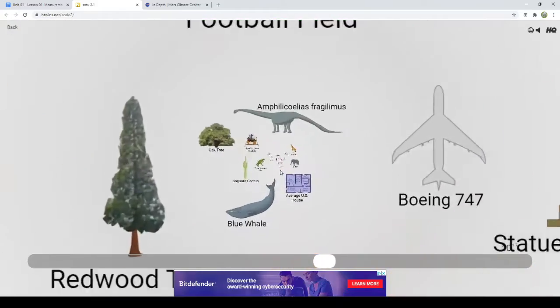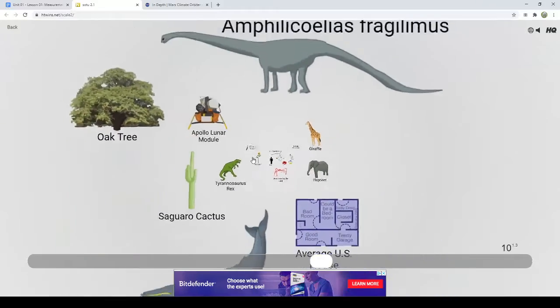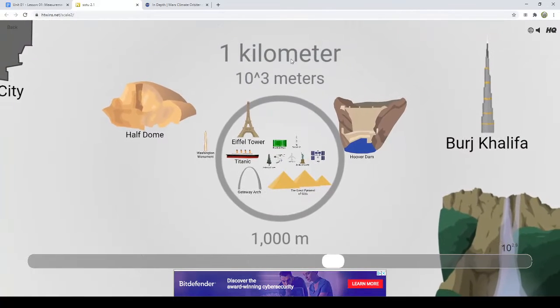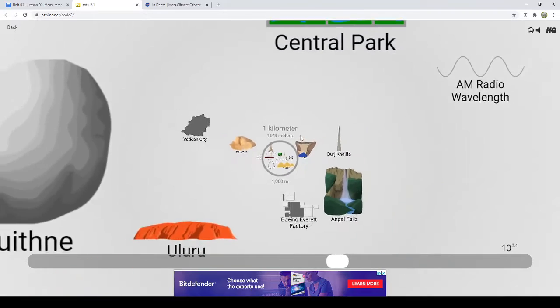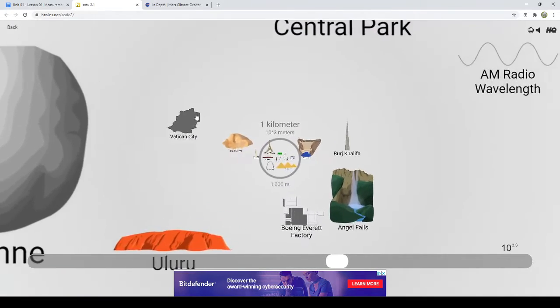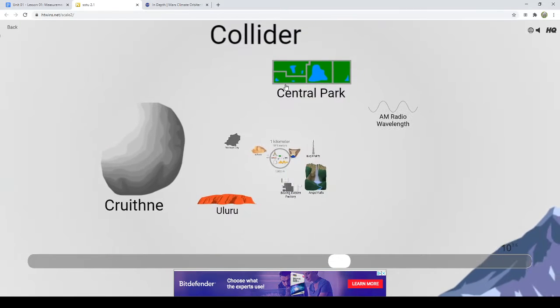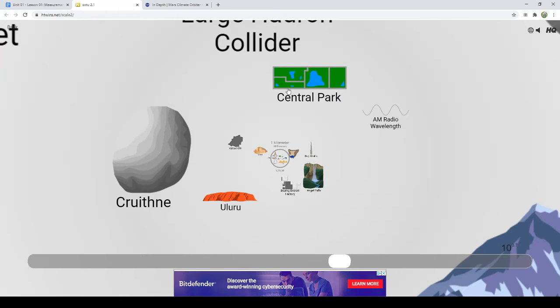But we can use the same units. A human is 2 meters. A kilometer is 1,000 meters. And we can keep going. There's the Vatican City. It looks like it's about half a kilometer across. There's Central Park. It goes from 60th Street to like 110th. It's like 3 miles, so about 5 kilometers, 5,000 meters.